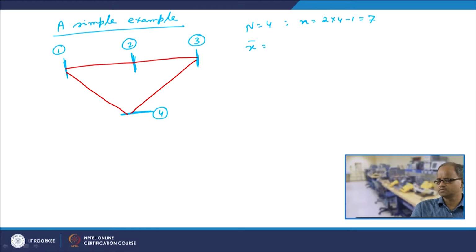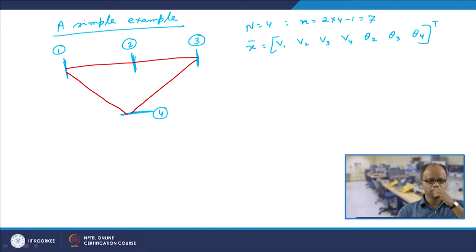So, what is the state vector? The state vector would be nothing but V1, V2, V3, V4, theta 2, theta 3, theta 4. We generally prefer to write the theta before and then the V after this, it is just a matter of notation. So, this is a 7 cross 1 vector.